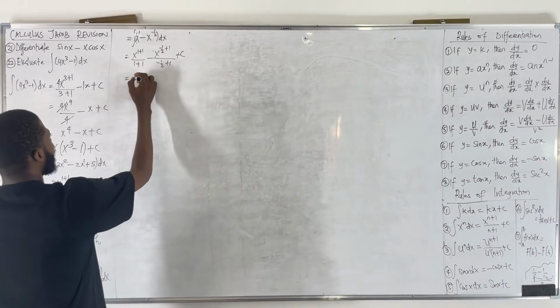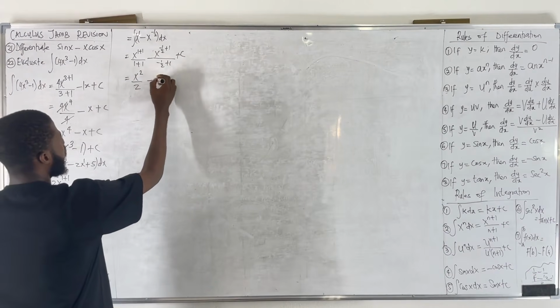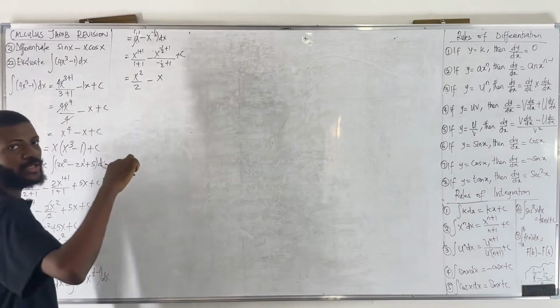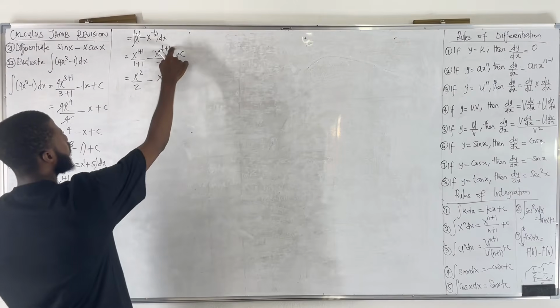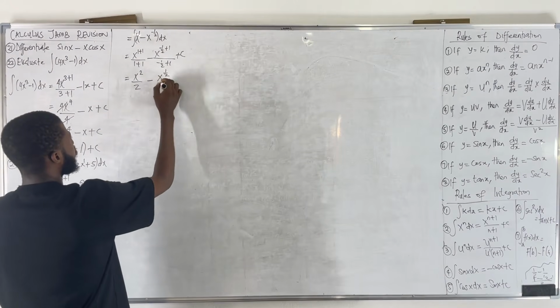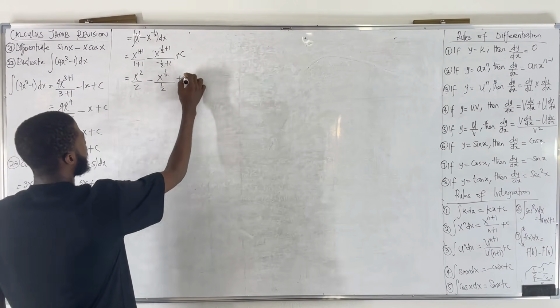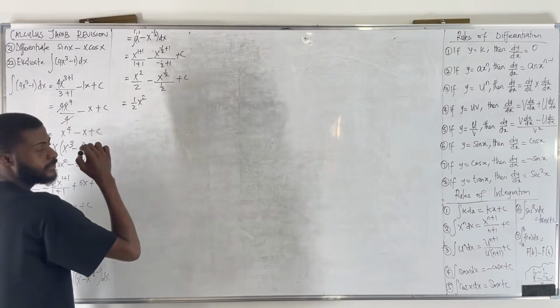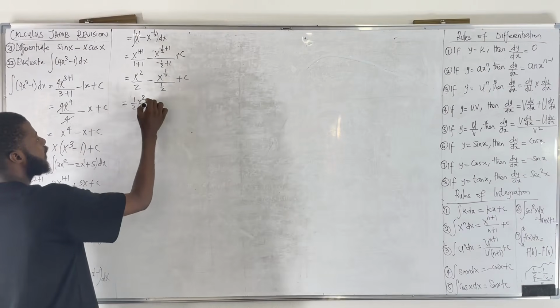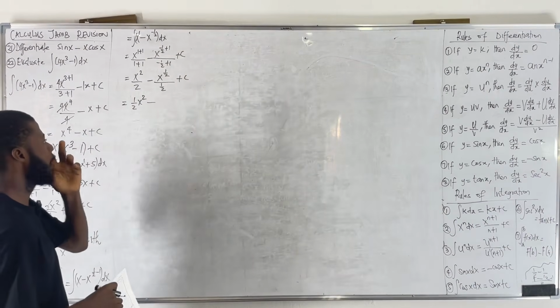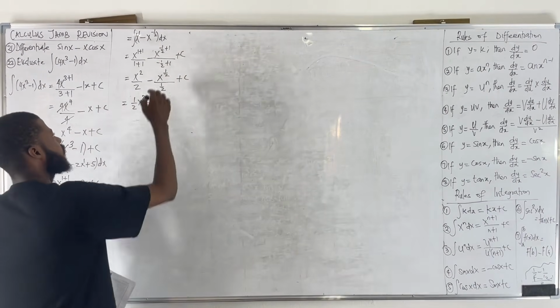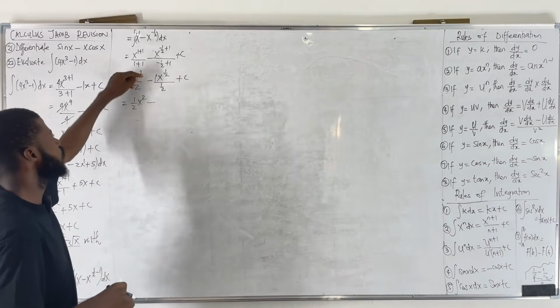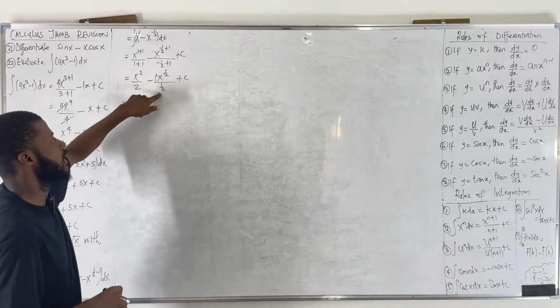Okay, so this will become x squared over 2 minus x to the power of minus 1 over 2 plus 1, which will give us 1 over 2 over 1 over 2. And then plus c. Now this will become half x squared, then minus. Now there's a lot going on here. First of all, this is 1. So this will become 1 over 1 over 2.